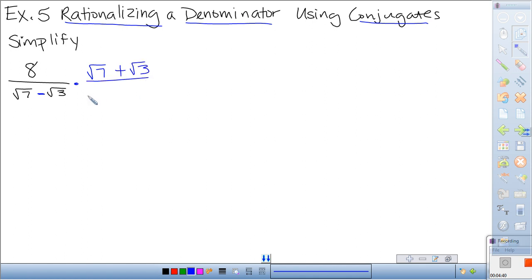Well, it's simply the square root of 7 plus the square root of 3. So we simply multiply the numerator and denominator by the conjugate. Remember, as long as we multiply numerator and denominator, we're really multiplying by 1. That way we're not changing anything, we're simply rearranging, and then you just multiply.